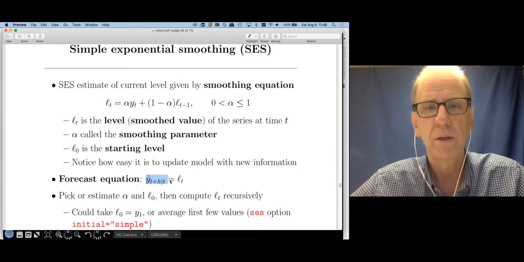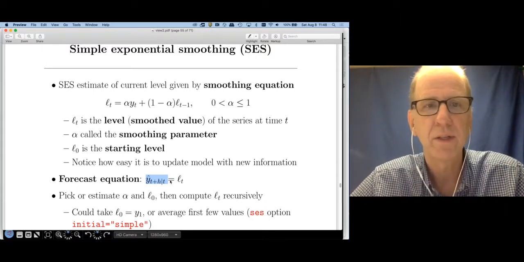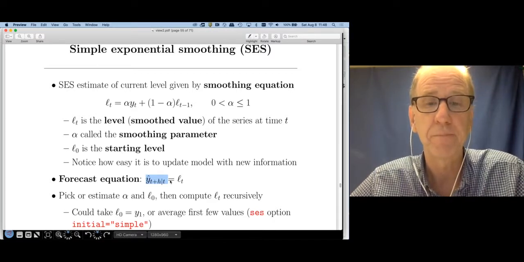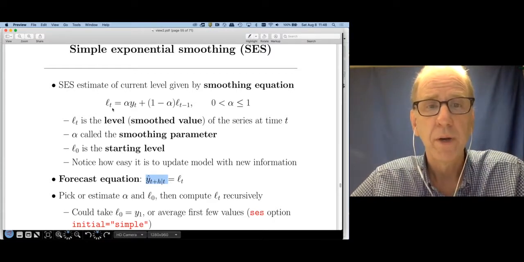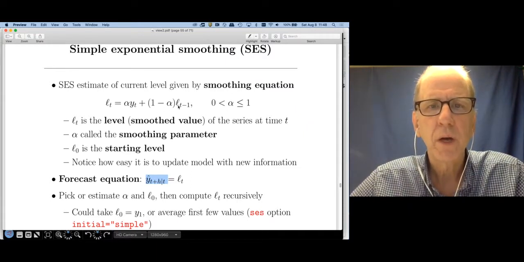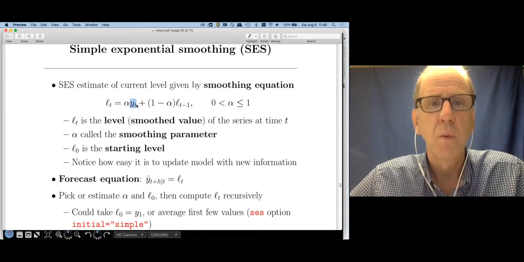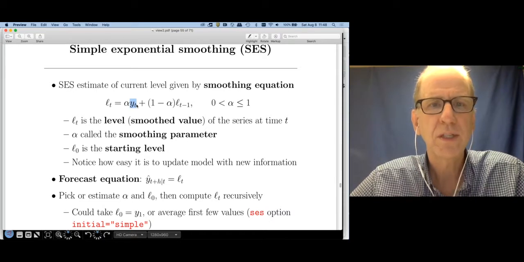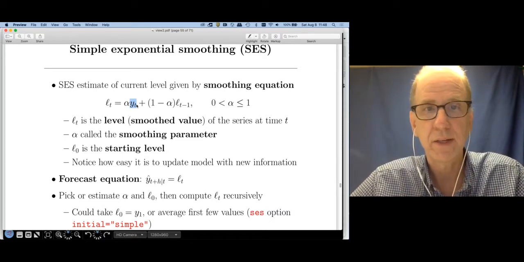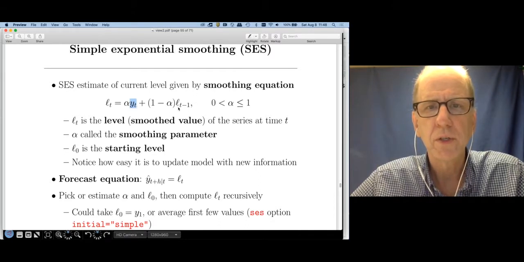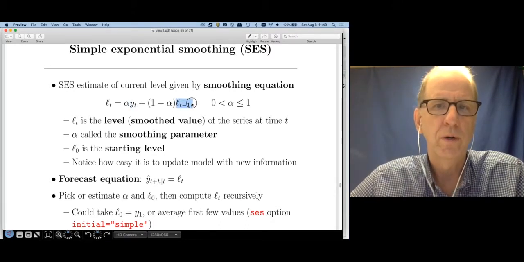As a simple example of this, my level at time t for the naive method is just my current value. All right, so my level at time t is going to be a weighted average of 2 things. The first thing is my new information, what just happened at time t. So that's what I've observed at time t versus what I knew before.